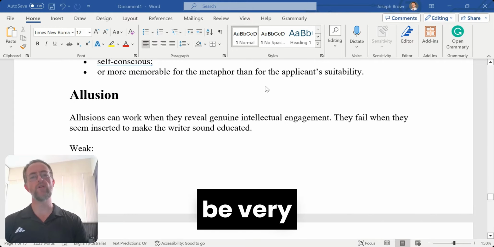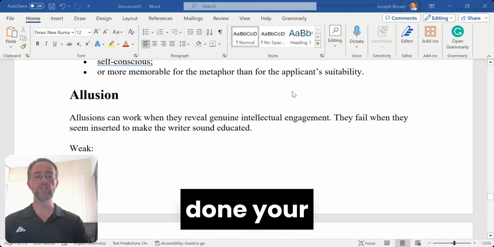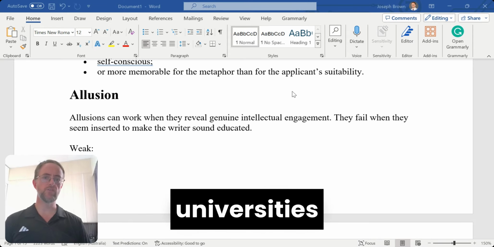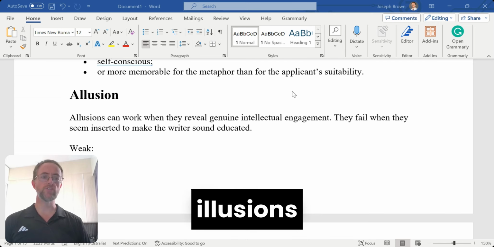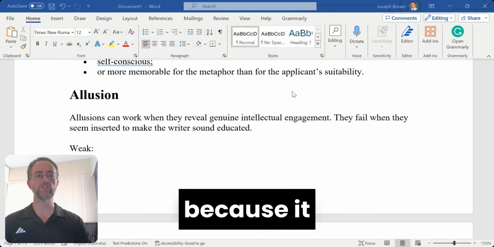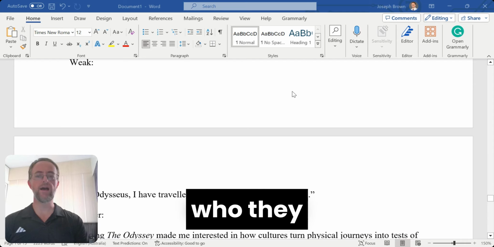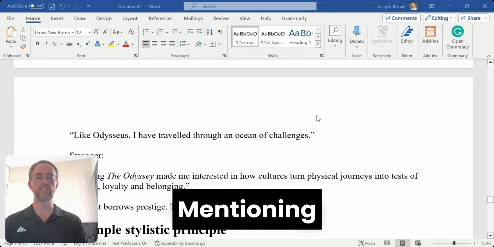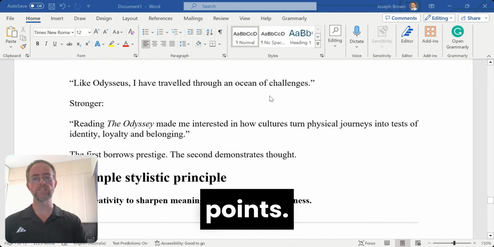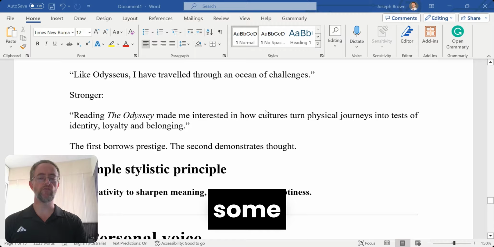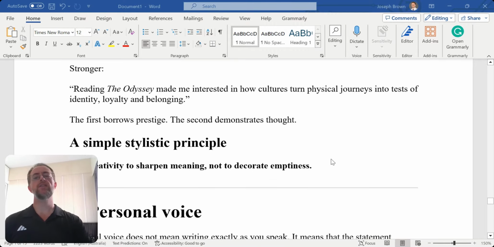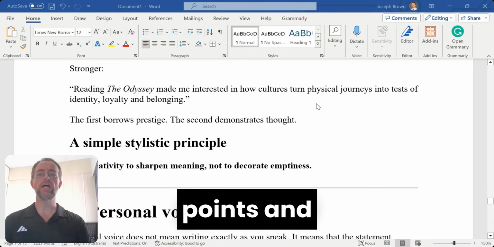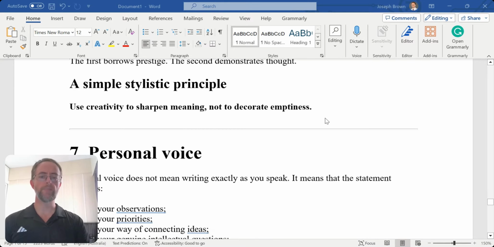Allusions can also be very powerful. If you've done your research, if you're applying to particular universities and you've got allusions that are going to grab their attention because it speaks to who they are and what they're interested in, it's going to work. But simply mentioning a name is not going to get you points. Mentioning a name with some reflection that shows your qualities, that's going to get you points, and it's something that you can do well.